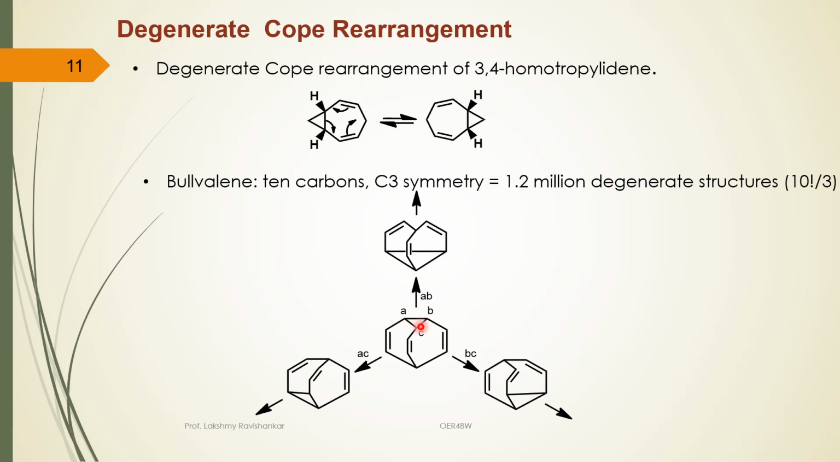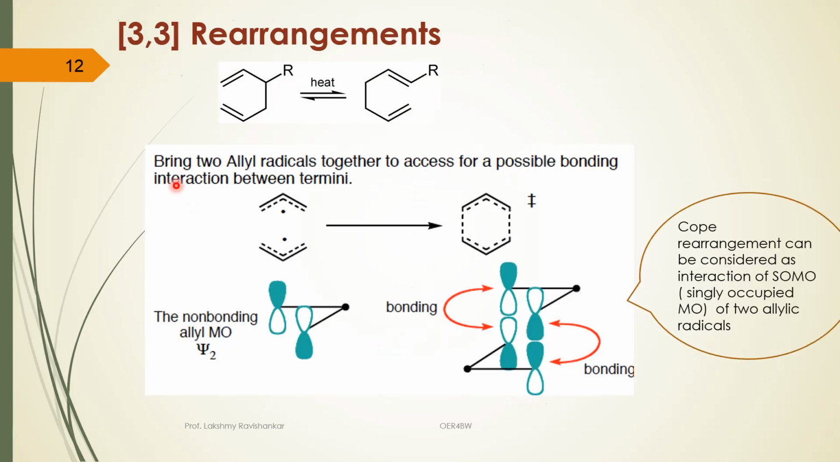Here I have shown only the migration of the AB bond, the AC bond and the BC bond. Similarly, you can have several such migrations and you see that almost unbelievably 1.2 million degenerate structures are possible for this fascinating molecule. So let us look at the frontier molecular orbital analysis.